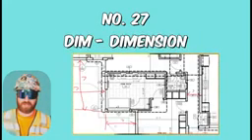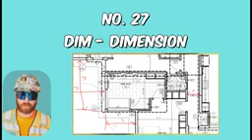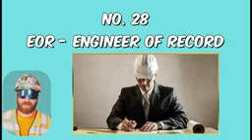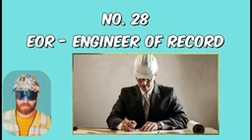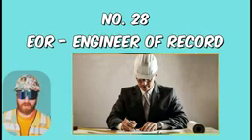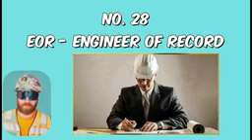DIM, or dimension. You'll see this on a construction drawing or shop drawings, which is just a short acronym for dimension. EOR, or the engineer of record. This is another acronym for the engineer of record, again, which I talked about earlier, whose firm's name appears on the design and permit set of plans.